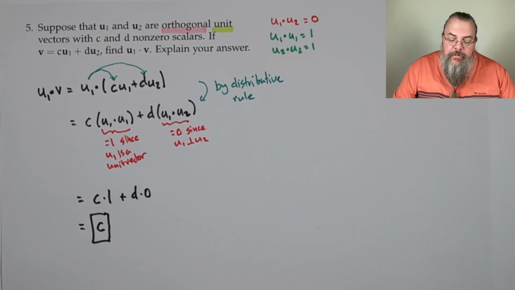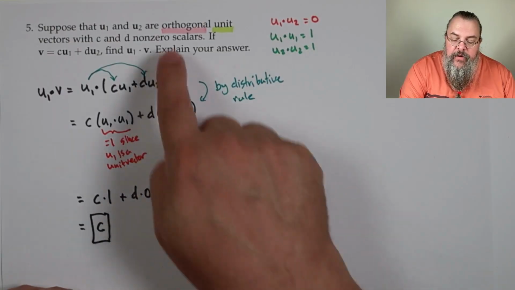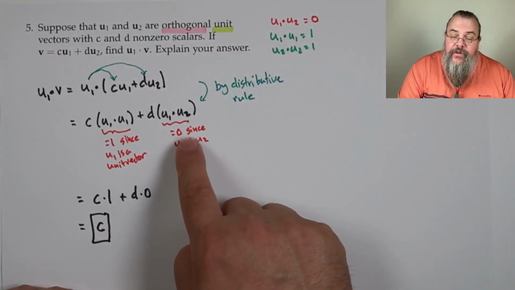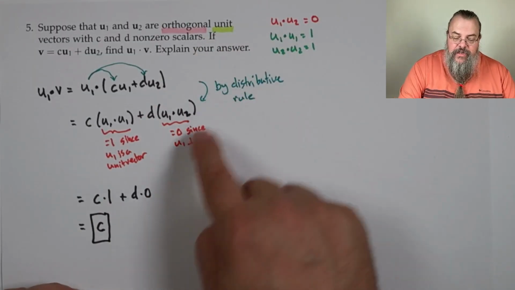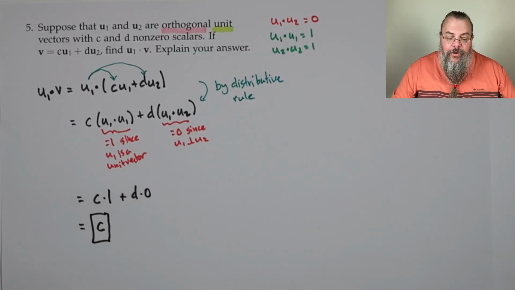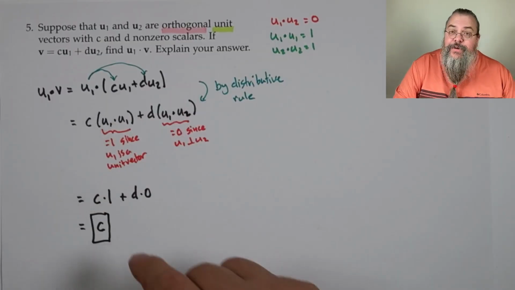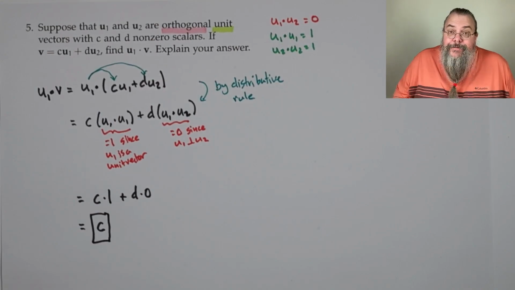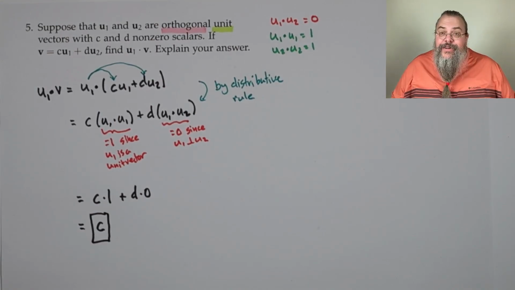And where's the explanation? Well, we can distribute, and then we have properties that came from these words orthogonal and unit. The orthogonality told us this second part was 0. The unit told us this first part was 1. So here's the explanation that they asked for. Because if it asks for an explanation, we should do more than just say, oh, this is c. It's like, okay, here's the process, and here's why the steps were justified. And that's the problem. Wow, that didn't take long.